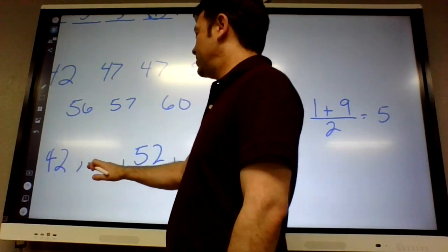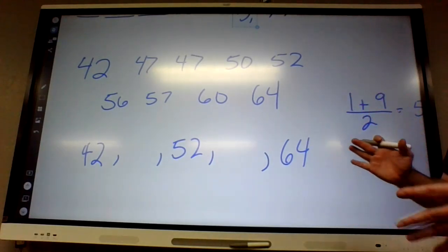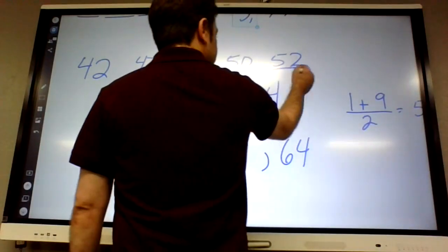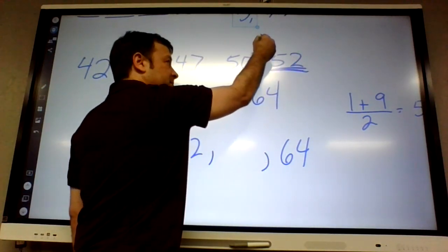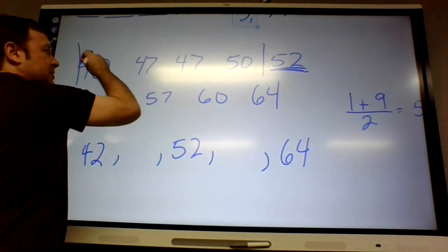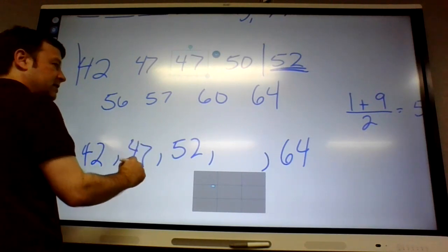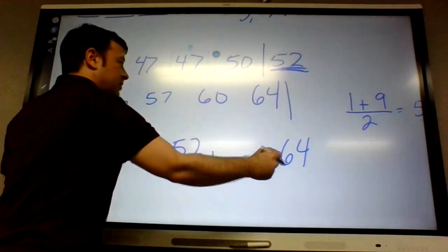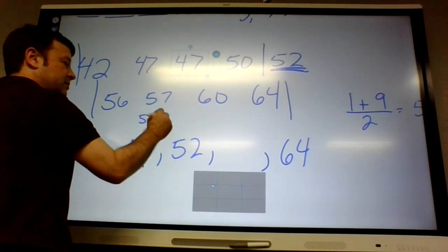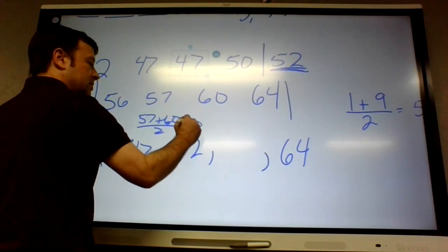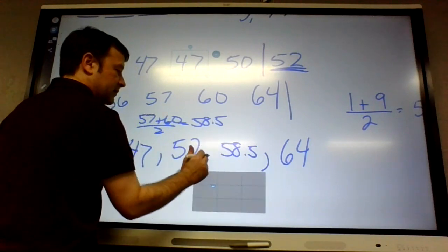Then what did we put right here? The median of the left side, which is called the first quartile. If 52 is in the middle, now remember, if two things share the middle, you average them. The left side would be these numbers. What's the median of these numbers? 47. The right side is these four, and the middle is 57 and 60, and if we average those, 58.5.